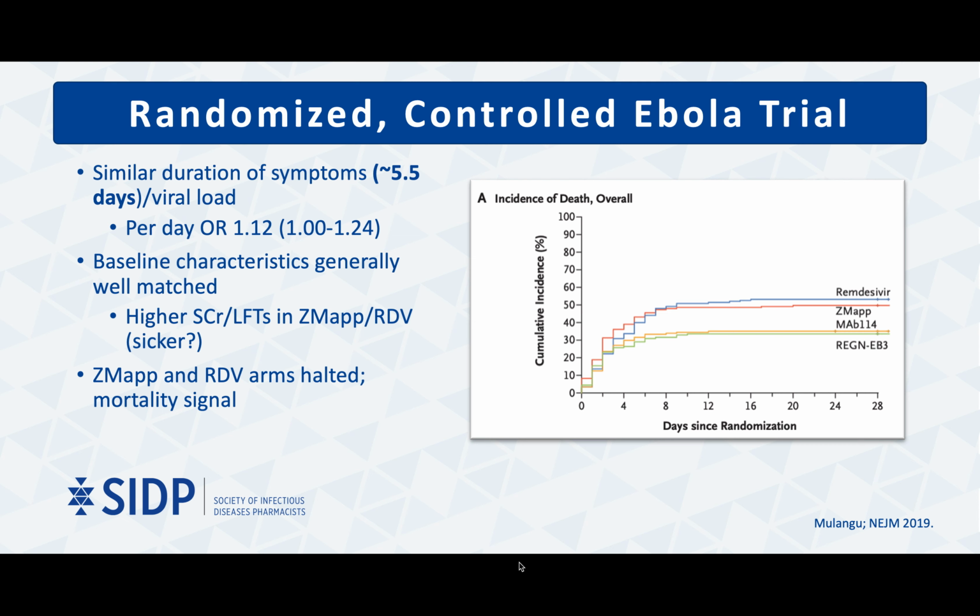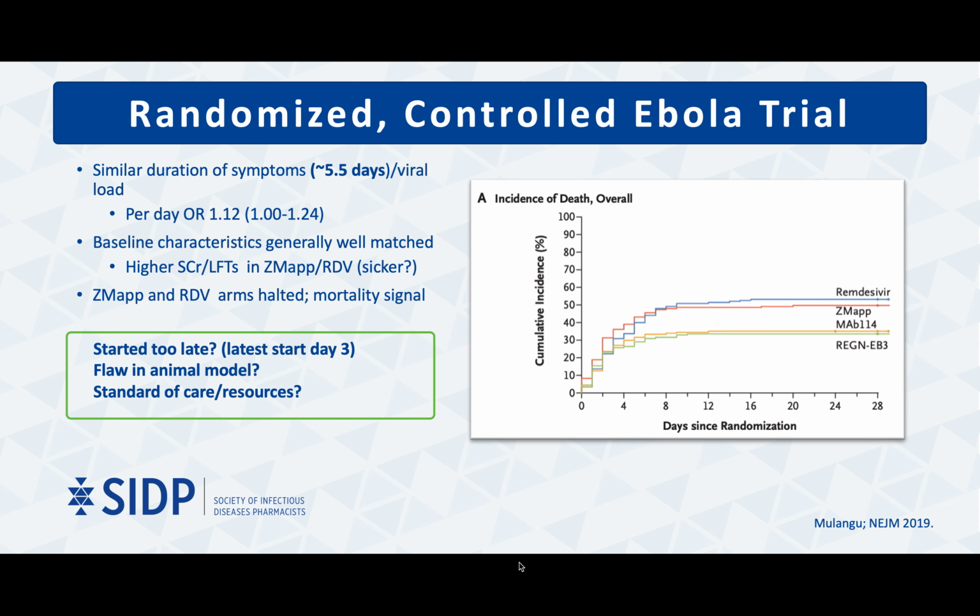In an interim analysis, the decision was made to halt the ZMAP and remdesivir arms due to a clear signal of increased mortality, which you can see in the survival curve on the right. So the results of this trial beg several questions for remdesivir's efficacy. First, was the treatment initiated too late? The latest initiation in the aforementioned animal models was 3 days.